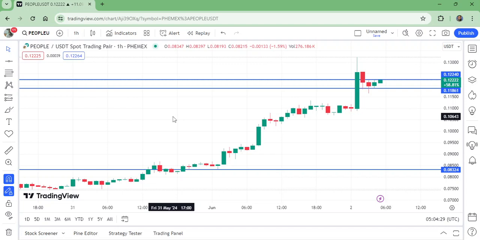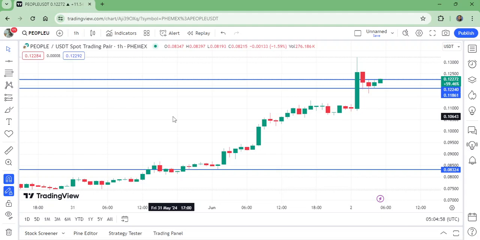This is the hour that is running currently. Now it may move up or down, both are possibilities. Now it looks like it is breaking to the upward also. Once again, what a bullish movement. But if this breaks up and then breaks downward, this will be the sell.